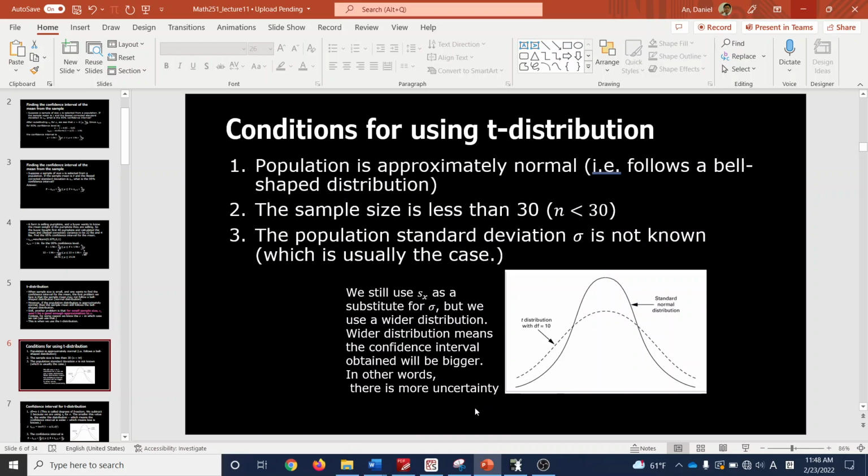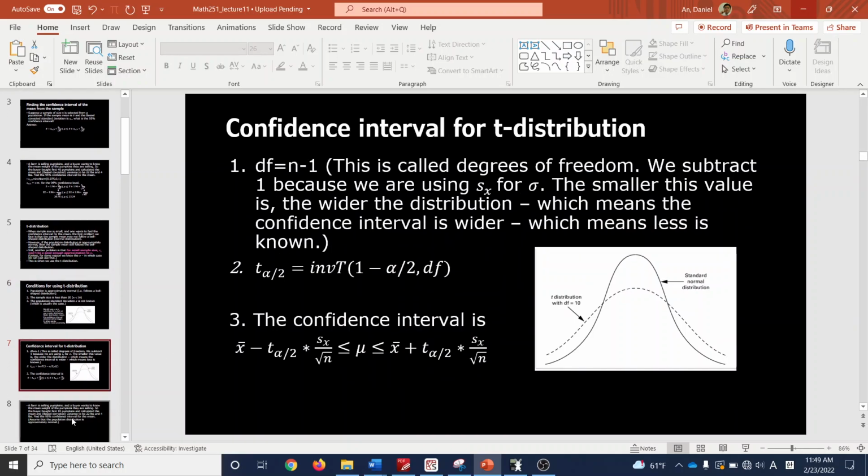In other words, there's more uncertainty. See, because you don't know the population standard deviation and you're substituting your population standard deviation by your sample standard deviation, you have to take account of the fact that you don't know everything. You don't have the full information. And that makes it harder for you to estimate the mean, okay? Or to come up with the confidence interval. All right.